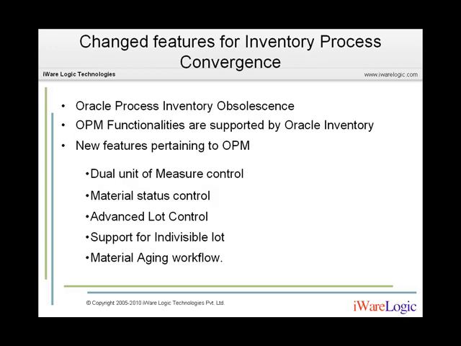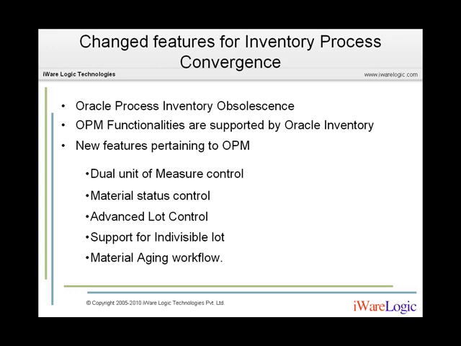these are the changes they have made in R12 inventory. First of all, they have made Oracle process inventory obsolete. Now whenever we are saying that this process OPM inventory organization is obsolete, the functionalities which were previously supported by this organization or this feature must have been added to the new inventory organization. Correct? So OPM functionalities are supported by Oracle inventory. This is the new feature they have added into Oracle inventory.